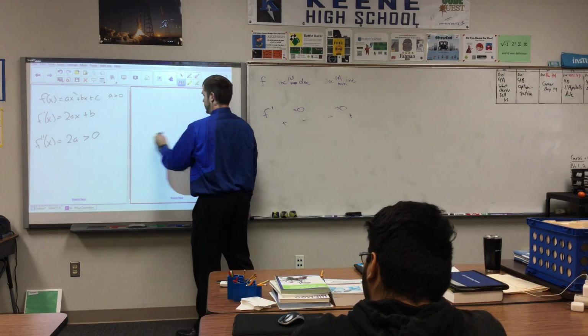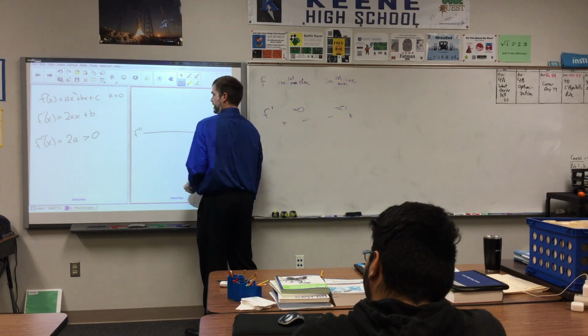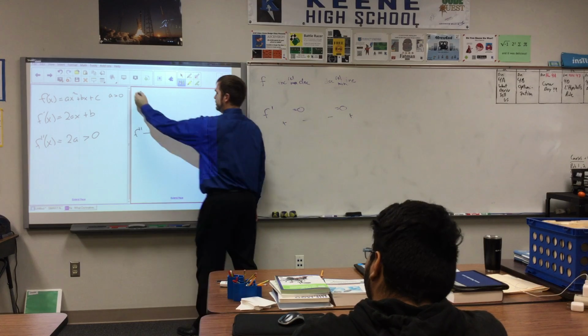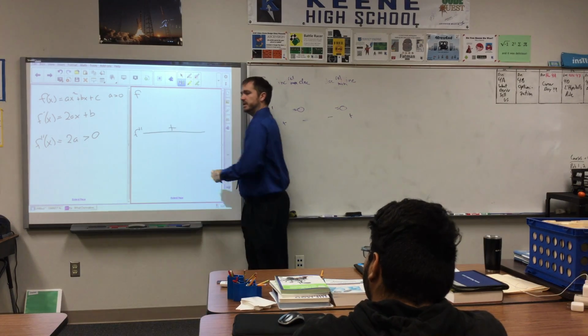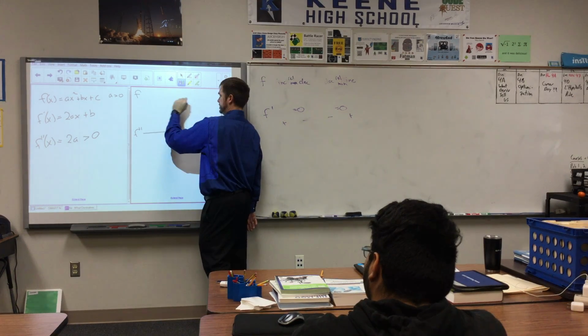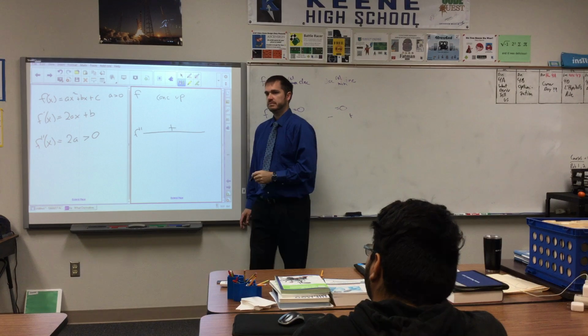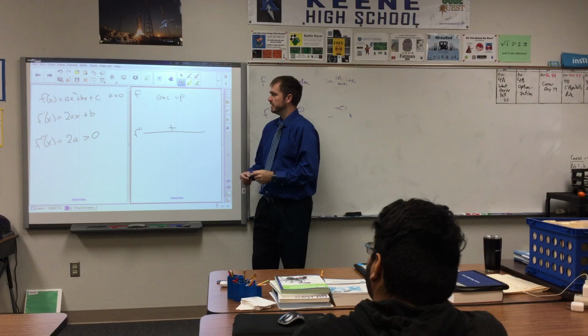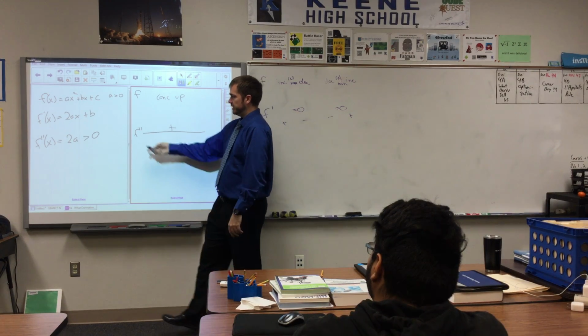So if I were doing a number line, the second derivative is always positive. Therefore, the original function is always concave up. Does that make sense? Think about it the same way.